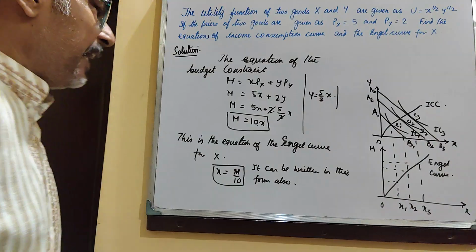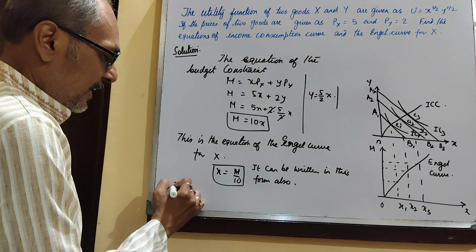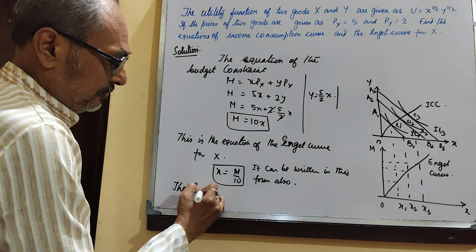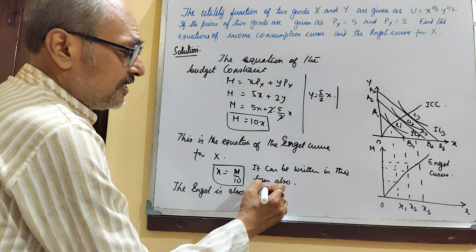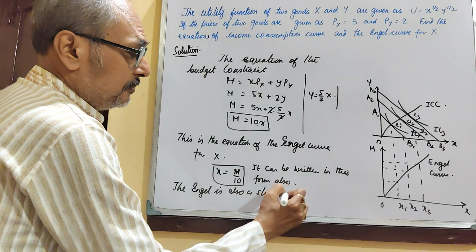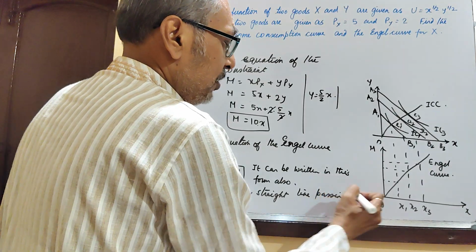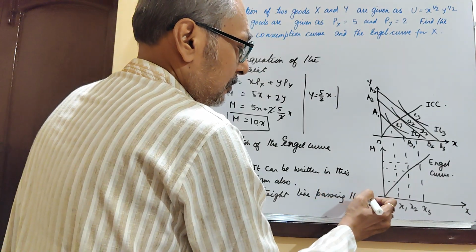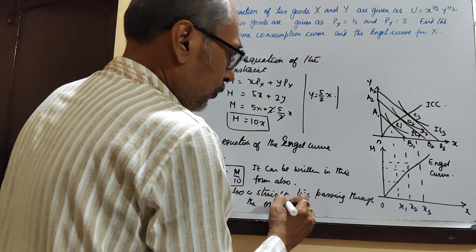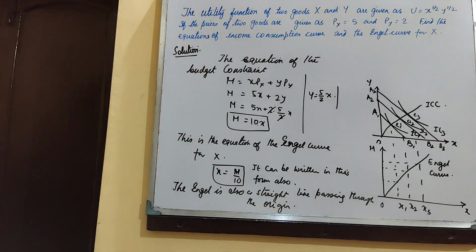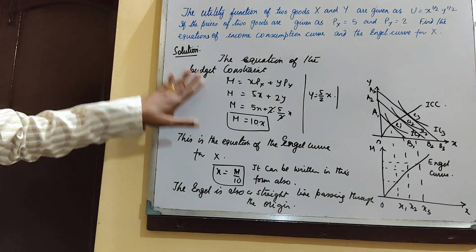Therefore, the Engel curve is also a straight line passing through origin. I hope everybody understood the explanation of the answer of this question.